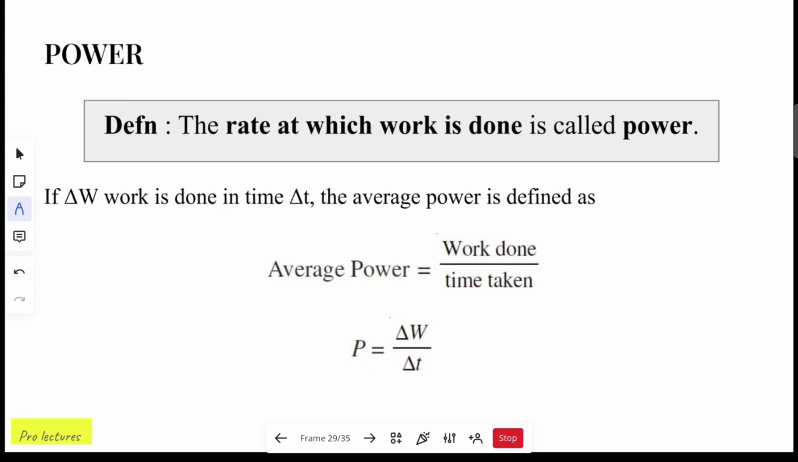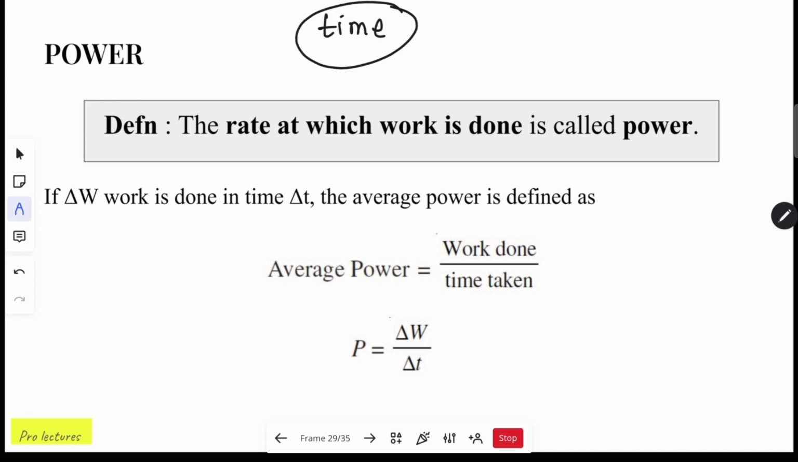Till now we learned how to calculate the work done by a force. We didn't consider whether the work is done in 1 second or in 1 hour. We didn't calculate that with respect to time. But in our daily life, however, the time taken to perform a particular work is important. So you have to see about time.